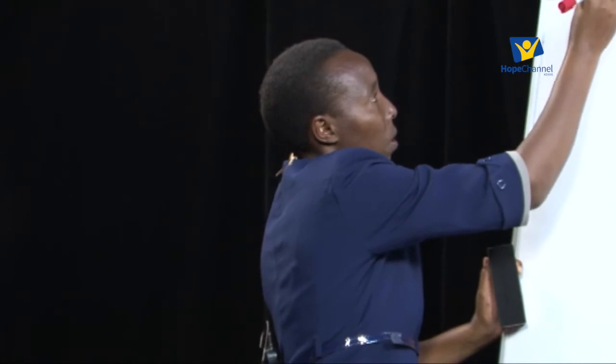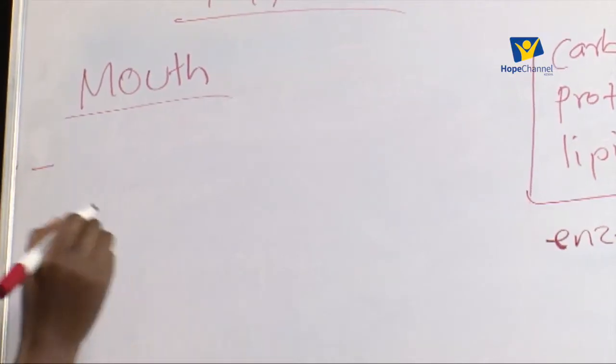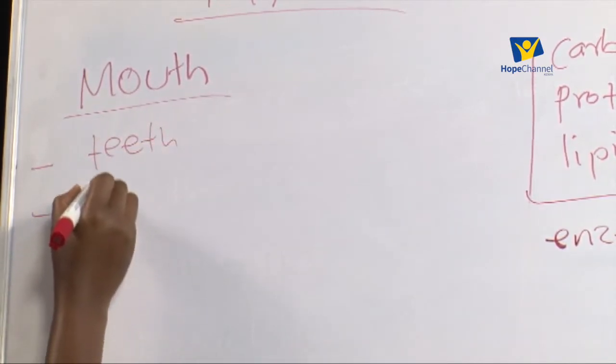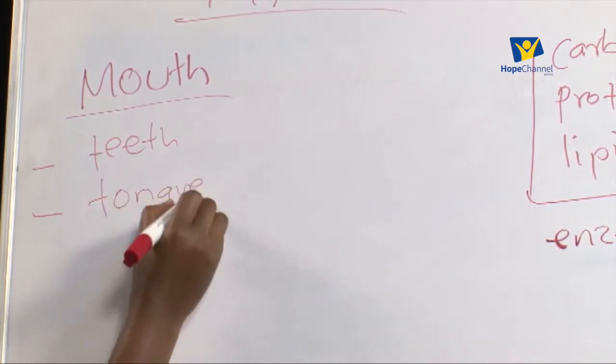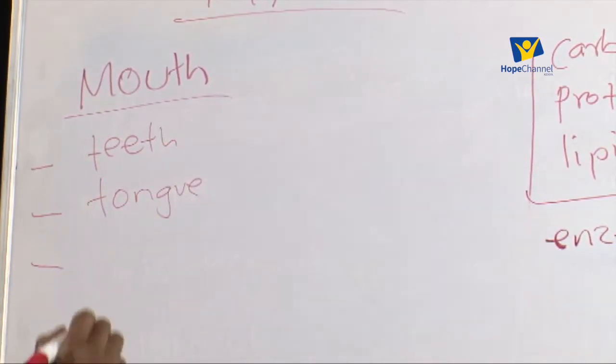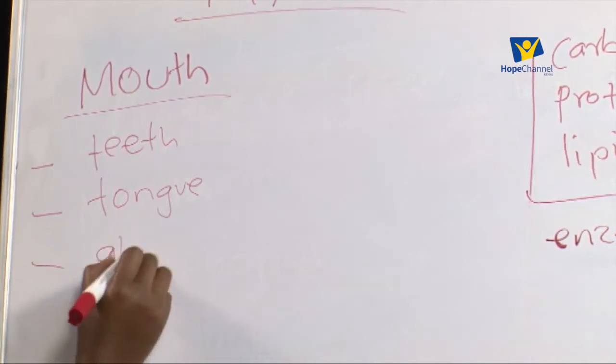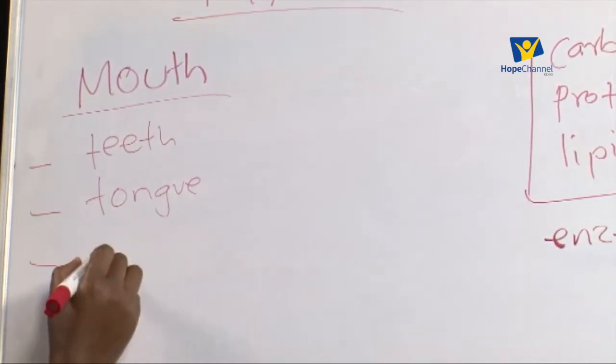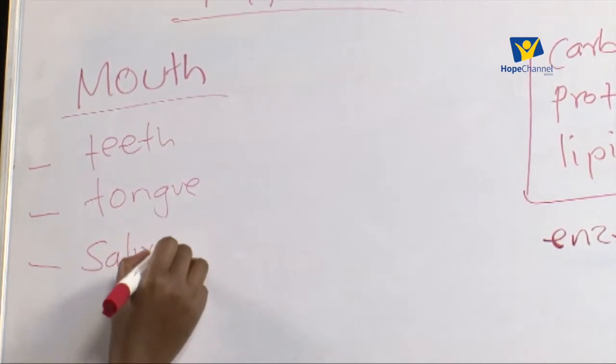I want to start the whole process. The process of digestion starts in the mouth. So where are we? In the mouth. Now, what do we find in the mouth? Number one, we have the teeth. Two, we have the tongue. Three, we have the glands, and to be specific, the salivary glands.